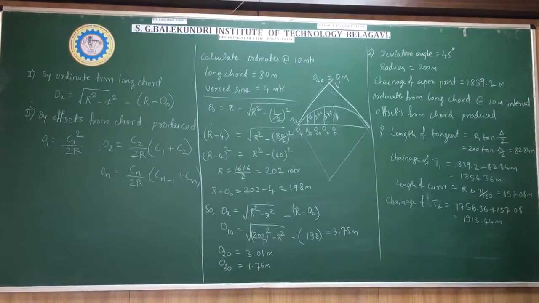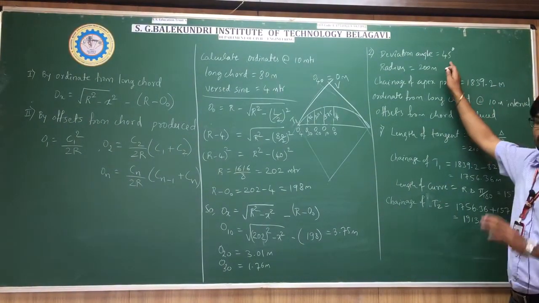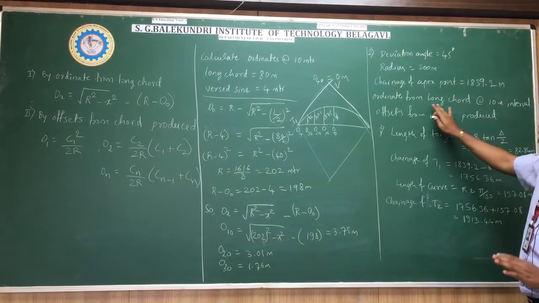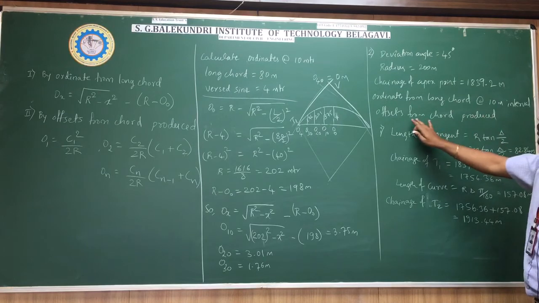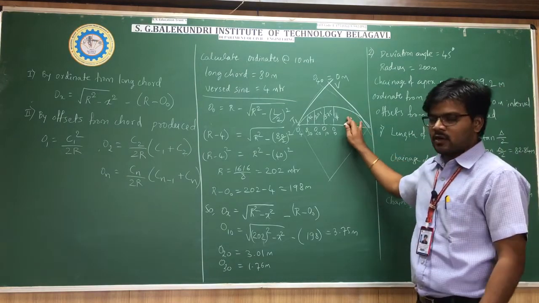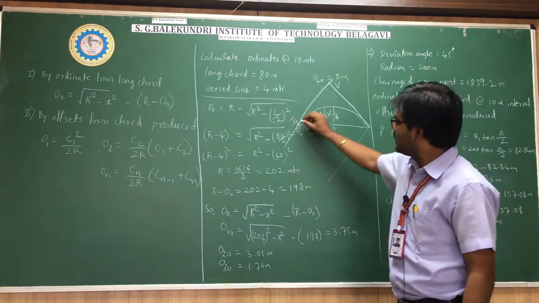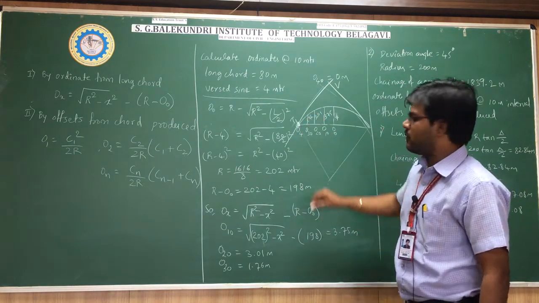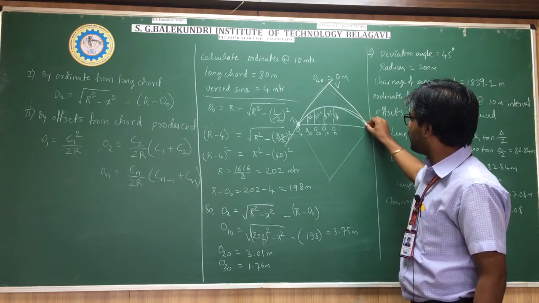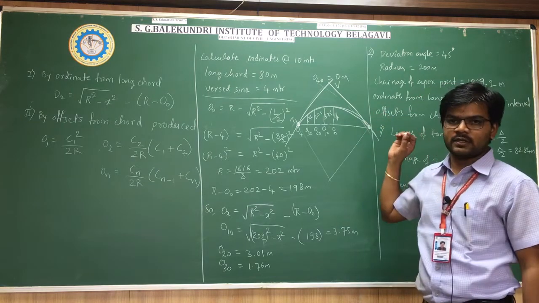Yes, here the given values are deviation angle, radius, chainage of apex point, ordinate from long chord, offset from chord produced. Firstly, you just see this simple curve. The simple curve will start from the back tangent, point of curvature, length of curve, point of tangency, forward tangent.